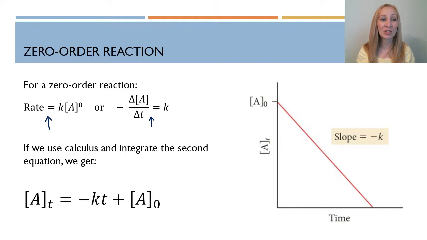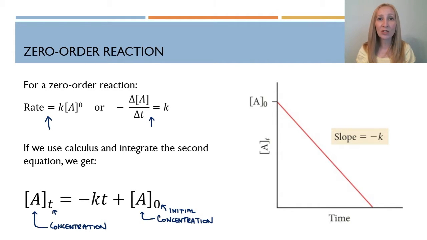The bottom equation is a way for us to calculate the different concentrations at different times in a reaction. So the concentration A naught is the initial concentration. That's the starting concentration of this reaction. A sub t is the concentration after an extended amount of time, maybe 50 seconds, 20 seconds, whatever amount of time you are looking at. And the negative k, the k, is the rate constant, and the t is the amount of time that goes by when we are measuring this reaction.